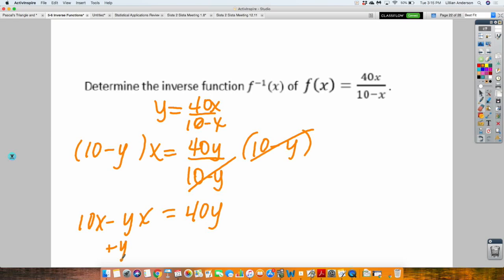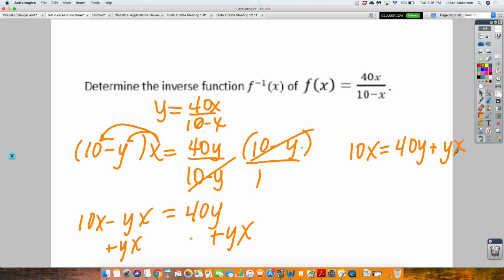How do I get this yx over here? Because then I'll be going backwards. I add yx to both sides. I've already distributed this over, so I've already done the multiplication part to get this. When you multiply 10 minus y by the top, they cancel out. That's why you do it. To get rid of the denominator, you multiply both sides by it. So it just leaves 40y. So now I have 10x equals 40y plus yx.